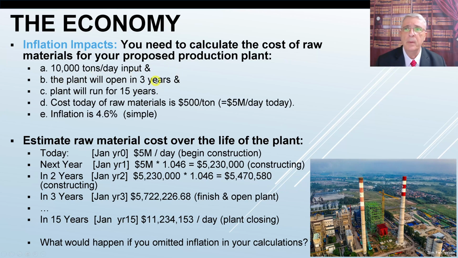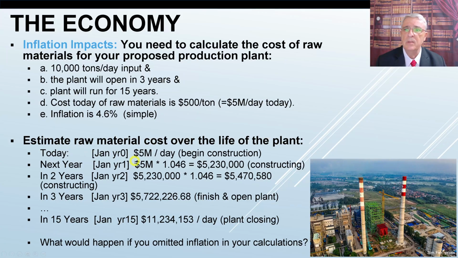The plant's going to be open in 3 years, and the plant's going to run for 15 years. The cost of raw materials today is $500 a ton. So that equals $5 million a day. And that's today's dollars. Inflation is 4.6, simple, so it's a little higher than usual. We estimate the raw material cost over the life of the plant.